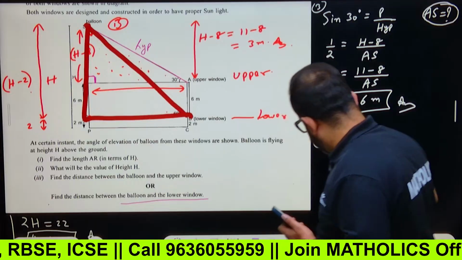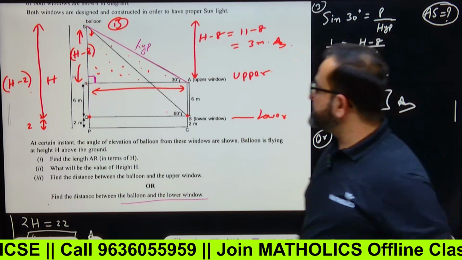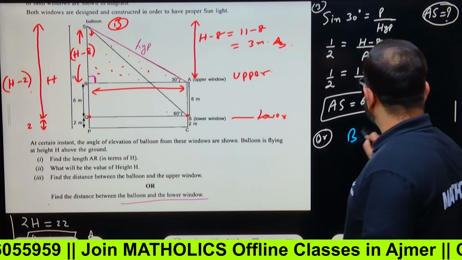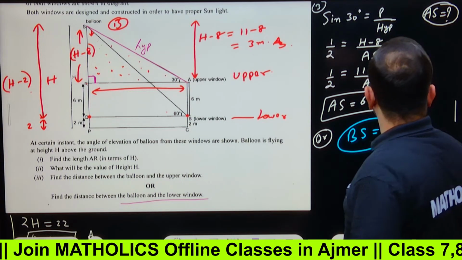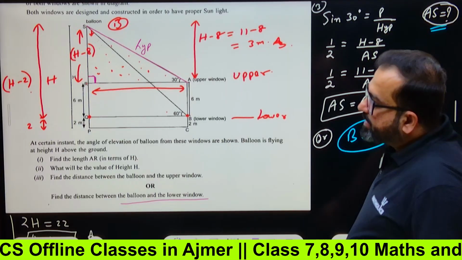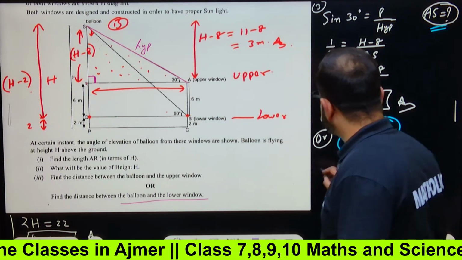Now, if you have to find this BS, what is BS? First part, we have to find AS. Second part, we have to find BS. Now where will BS come? Obviously tan 60 or sine 60.